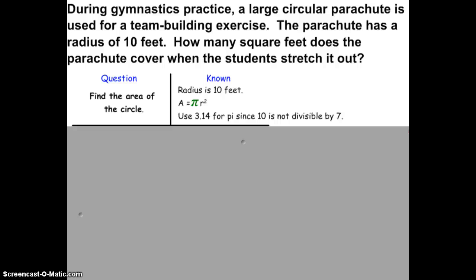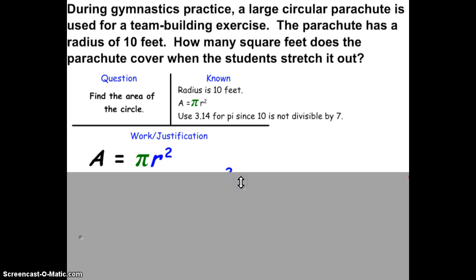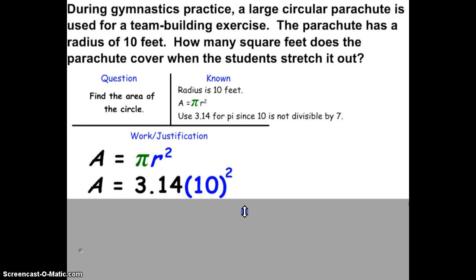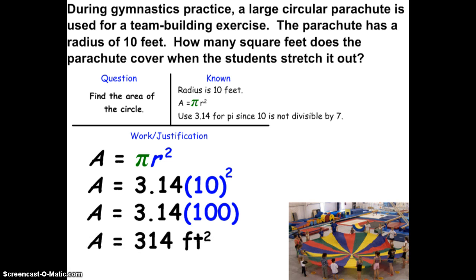If our radius is divisible by 7, then we would want to use 22 over 7. I'm going to use my formula. I'm going to replace my radius with the 10. I'm going to square my radius, and then I will multiply it by pi, giving me an area of 314 feet squared.